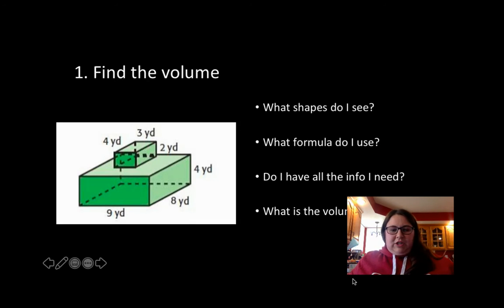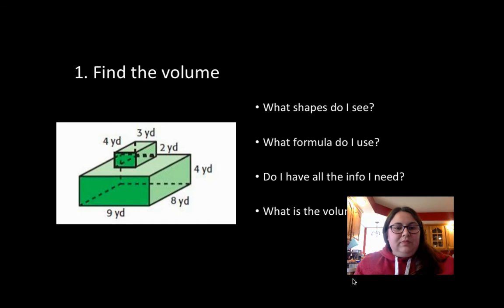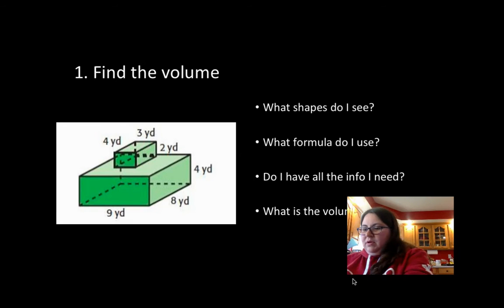So the first thing we need to think about when we do this is what shapes do you see, and then thinking about what formula to use, and then how do you find the volume of each of those shapes. So if we look at this, we've got two shapes there. So what we're going to do is find the volume of each of those shapes individually, and then we're going to add them together.